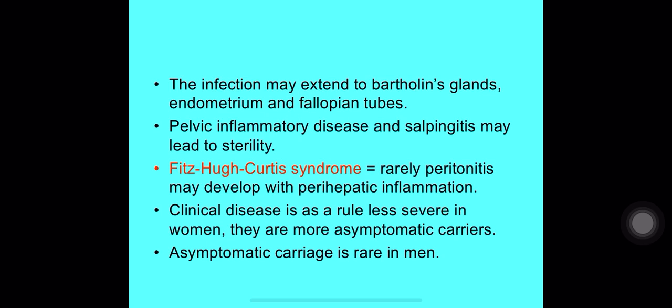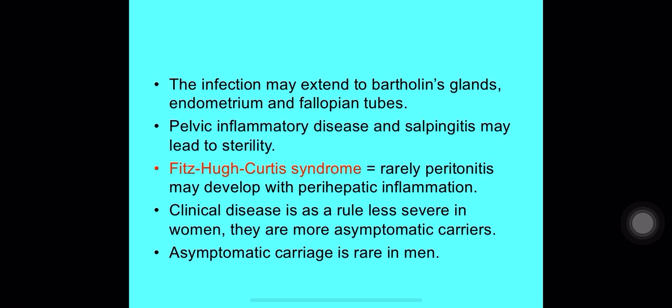Infection may extend to Bartholin's glands, endometrium, and fallopian tubes. It can lead to pelvic inflammatory disease, salpingitis, and sterility. Another syndrome known as Fitz-Hugh-Curtis syndrome has been observed. Rarely, peritonitis may develop with perihepatic inflammation, and this is known as Fitz-Hugh-Curtis syndrome.